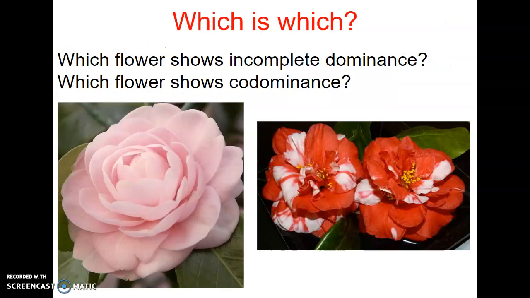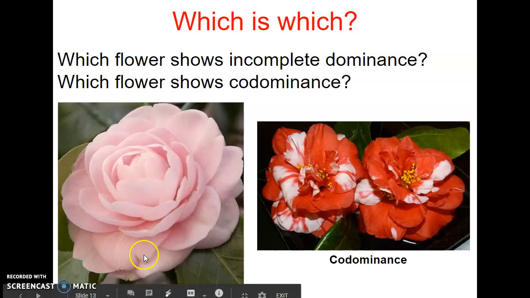So which is which? Which flower shows incomplete dominance? The pink flower is incomplete dominance. It's a cross between a red flower and a white flower. And this flower here, of course, is codominance because you can clearly see the alleles from the red flower and the alleles from the white flower. That's it for today.